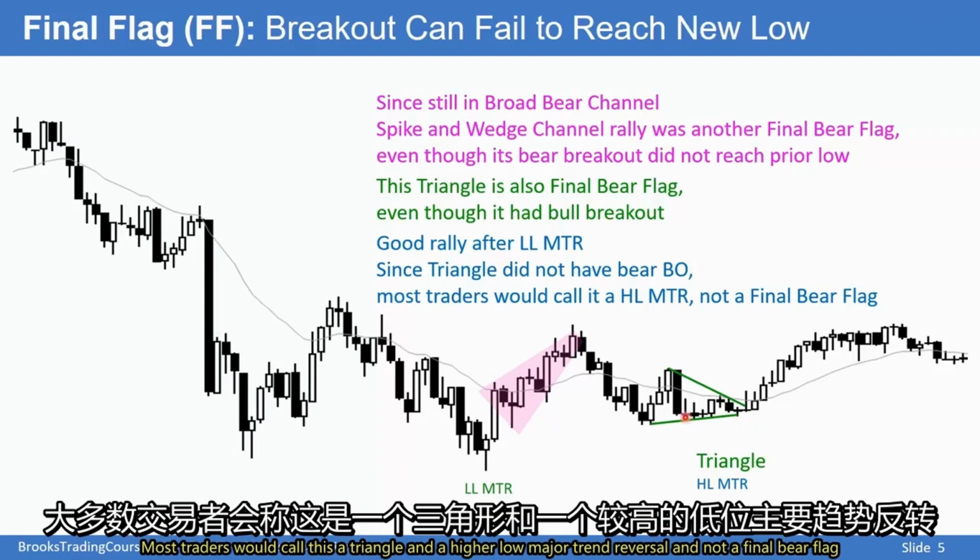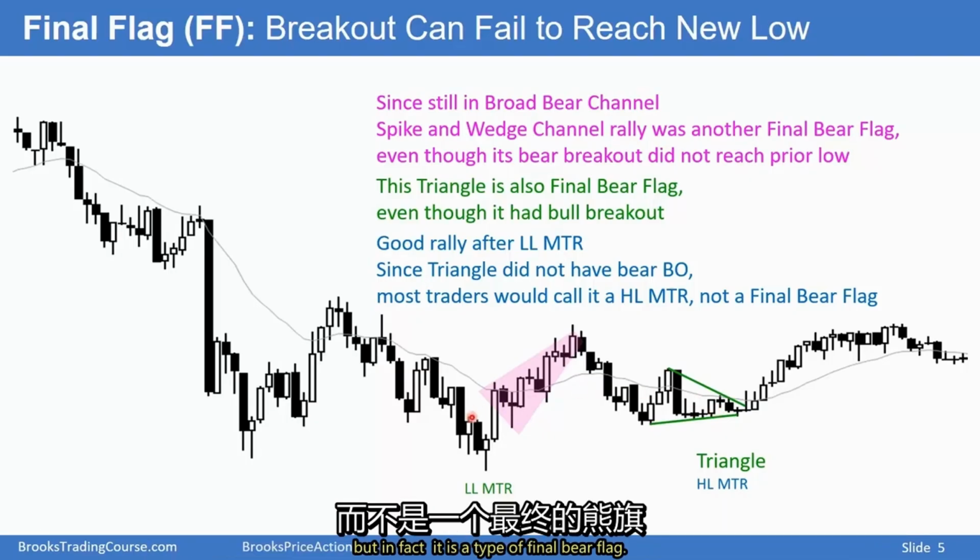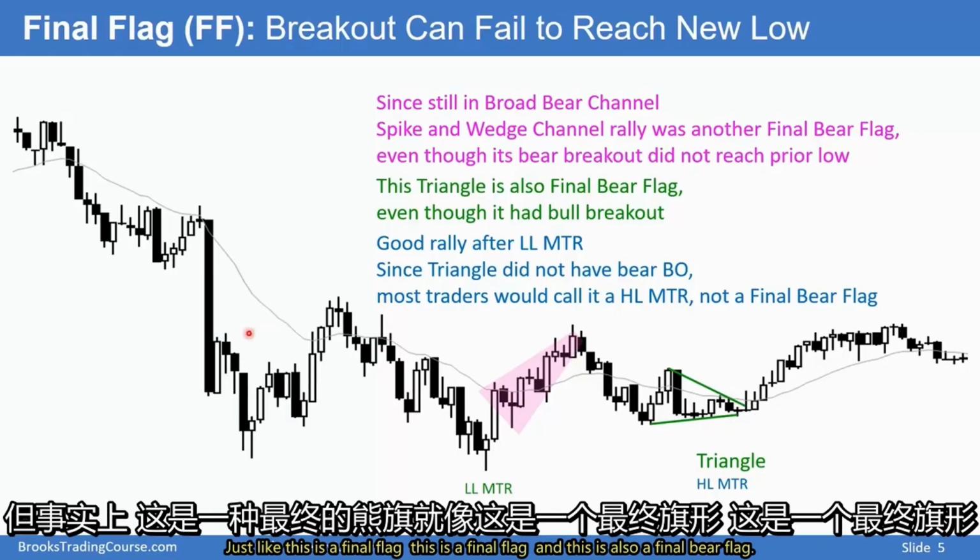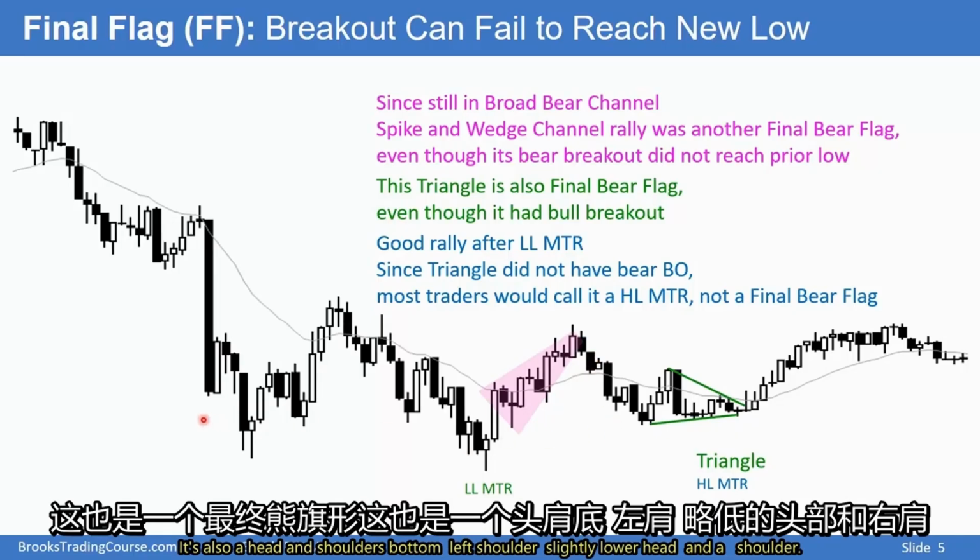Most traders would call this a triangle and a higher low major trend reversal and not a final bear flag. But in fact, it is a type of final bear flag. Just like this is a final flag, this is a final flag, and this is also a final bear flag. It's also a head and shoulders bottom: left shoulder, slightly lower head, and a right shoulder.